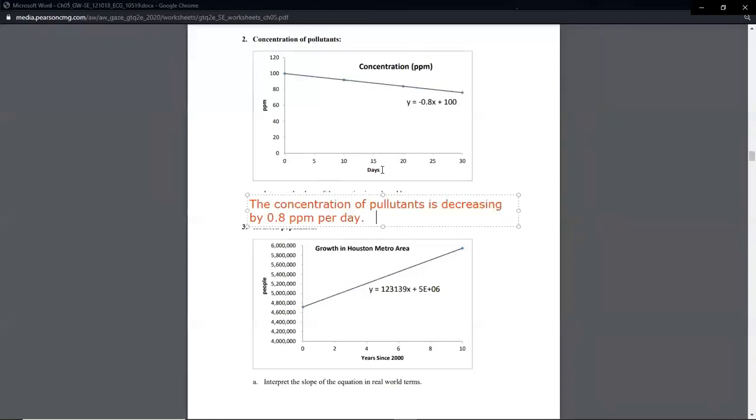It's kind of weird because the Y unit, parts per million, has a per in it. So this Y value is actually a ratio. It's kind of cool. So again, I could say the concentration is decreasing by 0.8 parts per million per day, or I could say it's changing by negative 0.8 parts per million per day. Those would both be acceptable.